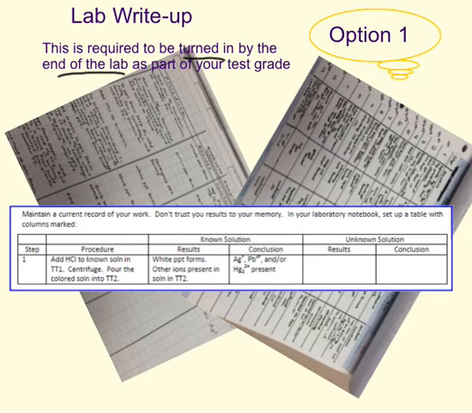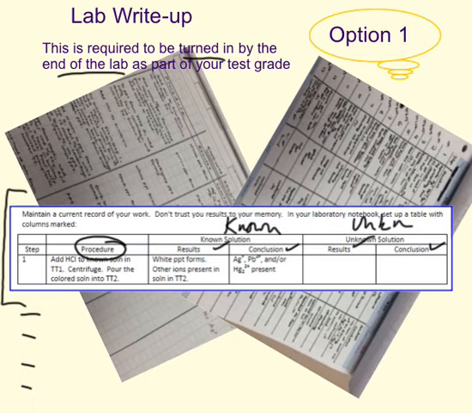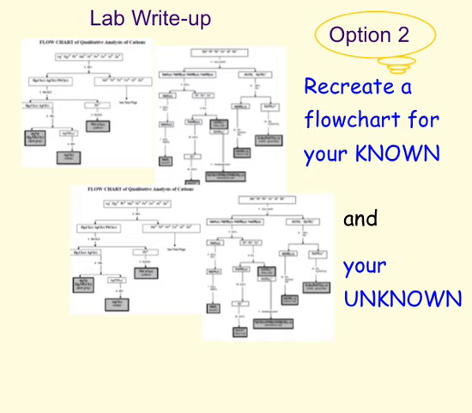And you've got 2 different options for how that lab write-up can look. It can either look like this, which is described in your lab that you have in front of you. And really all you're doing is saying, okay, this is the procedure, and these are the results and the conclusions for your known and the results and conclusions for your unknown. So you can go through this just having multiple parts to this table. That's one possibility.